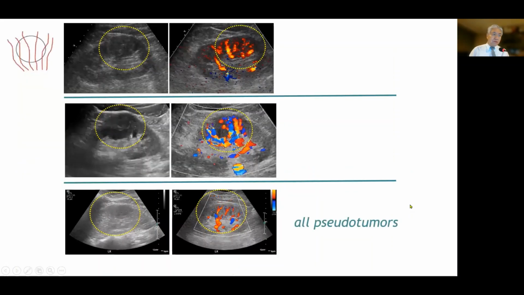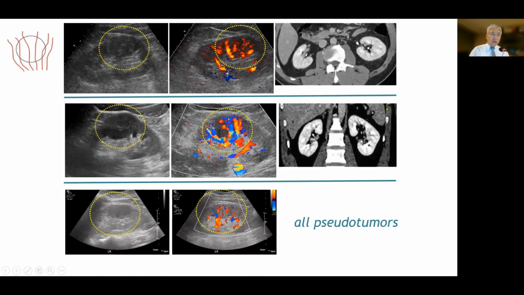So the vessel patterns at color Doppler ultrasound are useful ultrasound clues to distinguish between true tumor and pseudotumor. And vessels running through the solid-looking mass-like lesion indicate a high possibility of pseudotumor. But always remember, if there are questions, we need a CT scan to confirm. These three different cases are all pseudotumors, prominent columns of Bertin.